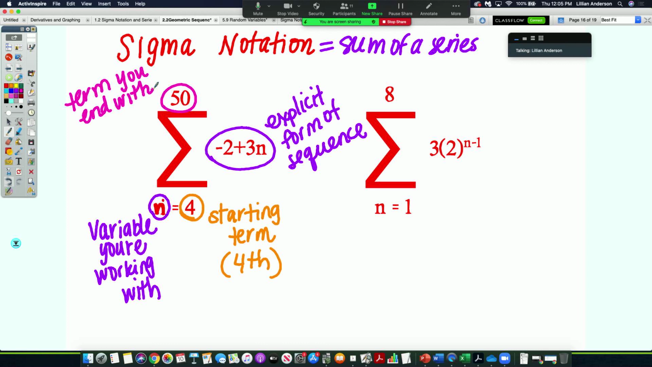So in this particular example, I'm starting with my fourth term, I'm ending with my 50th term, and so those are the terms that I'm essentially adding together, from my fourth term to my 50th term. And these terms are what we get from the explicit form of the sequence.